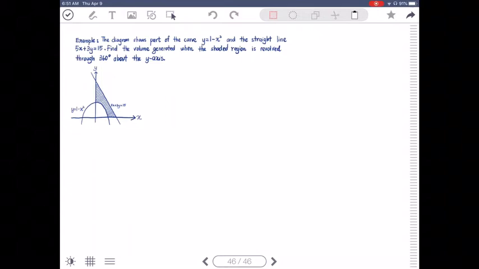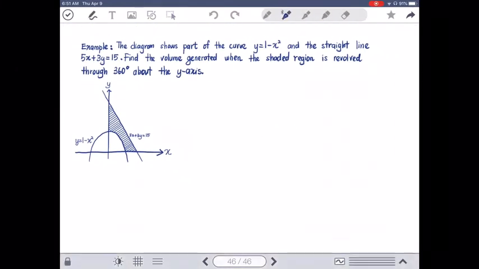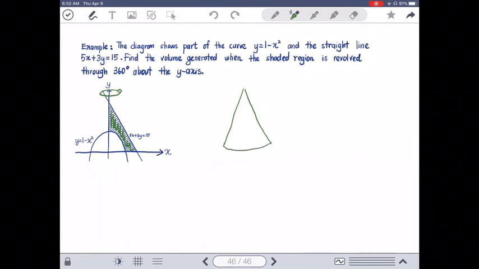Okay, now let's go through the last example. The diagram shows part of the curve y equals 1 minus x squared and a straight line, which is 5x plus 3y equals 15. Find the volume generated when the shaded region is revolved through 360 degrees about the y-axis. So just imagine the shaded region revolved 360 degrees about the y-axis. Somehow we will produce a cone. Just imagine a cone. So this cone will have a hole in the middle.